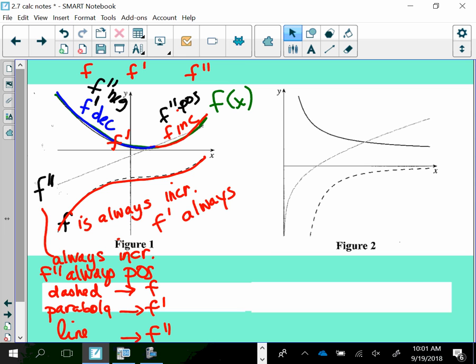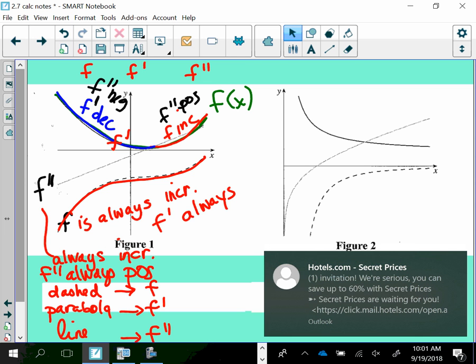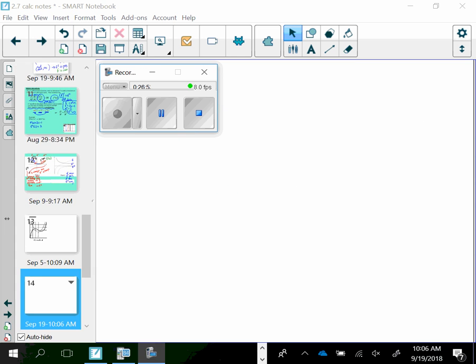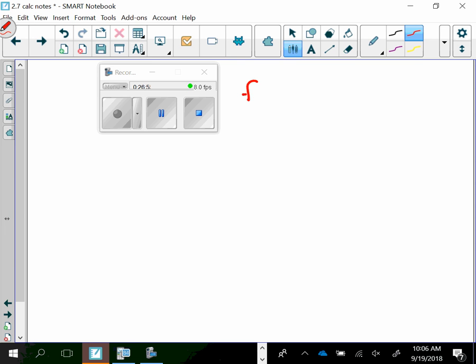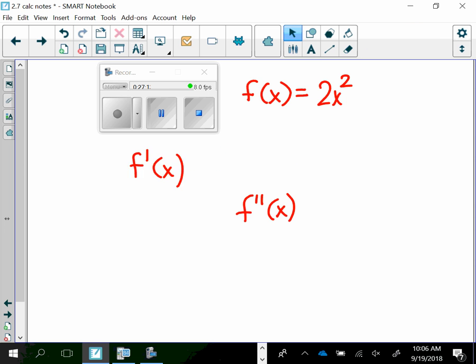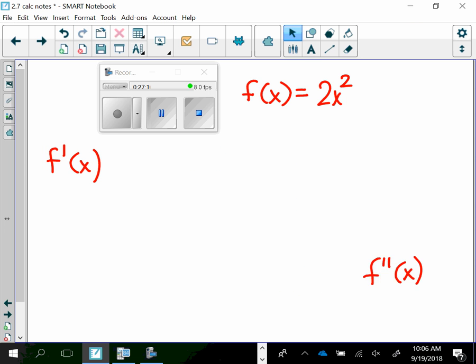Right, anybody done? All right. Let's let f of x be 2x squared. Let's find f prime and then find f double prime. Okay? So first we're going to find f prime. How are we going to do that? Only one way we know how to do it, not graphing it. We don't want to graph yet. Use the equation. Which equation would that be?